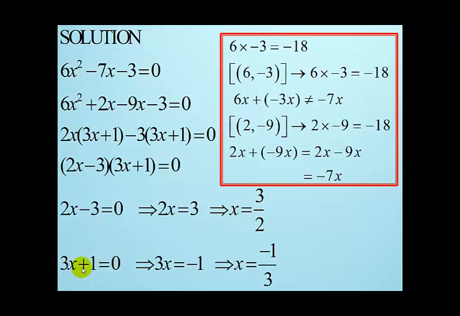Now 3x + 1 is also equal to 0. Plus 1 on the left hand side becomes minus 1 on the right hand side. And because we are solving for x, we have to divide the left hand side by 3, that is the constant attached to the variable x. And whatever we do to the left hand side, we do the same thing to the right hand side. So we also divide the right hand side by 3. Now when we divide 3x by 3, we are left with x. And when we divide minus 1 by 3, we have minus 1 over 3. This means that the values of x are x = 3/2 and x = -1/3.